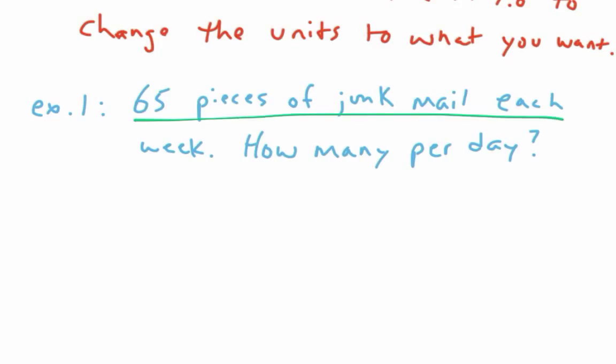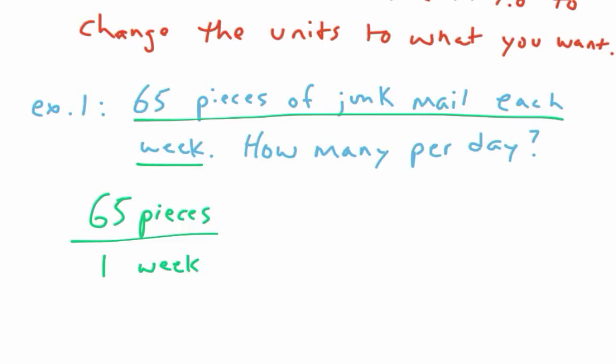So if we take this here, I'm going to start out with this whole 65 pieces of junk mail each week. Do you agree? I could write that as a fraction saying 65 pieces over what? Over 1 week, right? So that's just that first part. 65 pieces of junk mail each week means I get 65 pieces per 1 week. Now, our answer is supposed to be this, how many per day? In other words, we want our final answer to be pieces per day. How many pieces of junk mail are we getting per day?